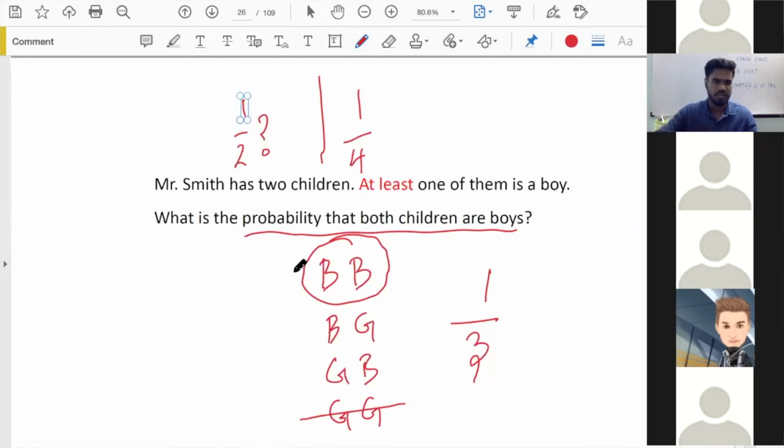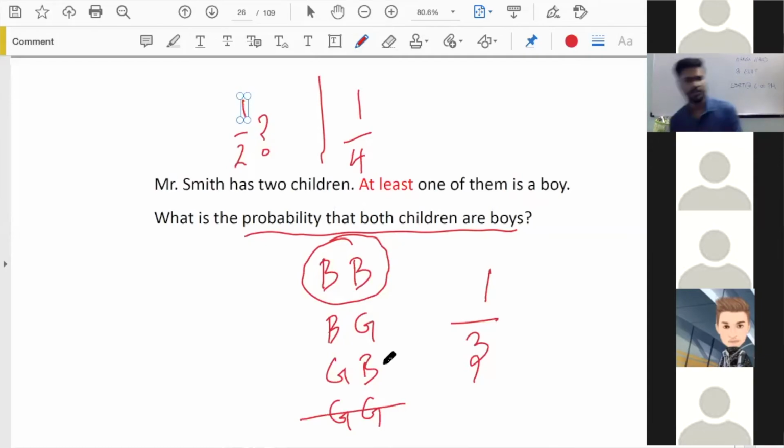So BG and GB are not the same. Say this is the younger one and the elder one. In this case, this could be the elder person and this could be the younger person, or this could be the younger person and this could be the elder person. So that difference is there. These two conditions are not the same.